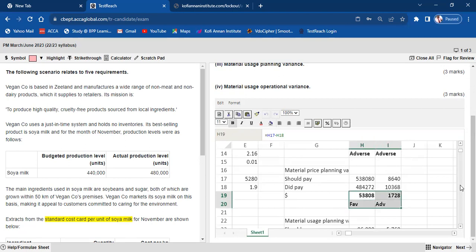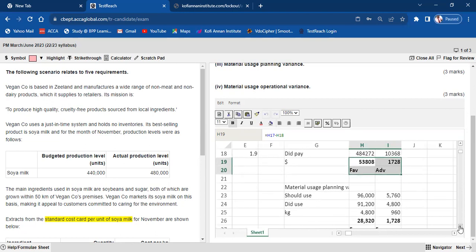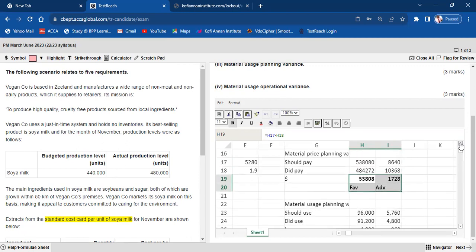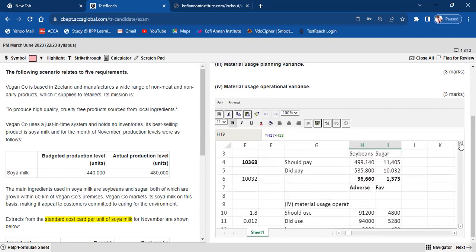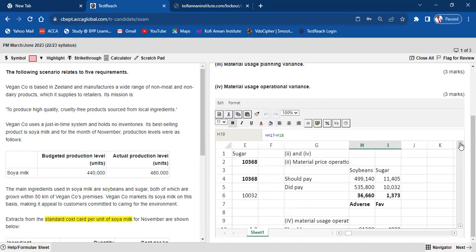Then I'll now say that he was responsible for negotiating prices. Therefore, the price operational variances were within his control. For soybeans, an adverse 36,660 shows that he has not done well because he has spent more than the revised budget for price. However, for sugar, the price variance has been favorable. Now I'll start looking for reasons.